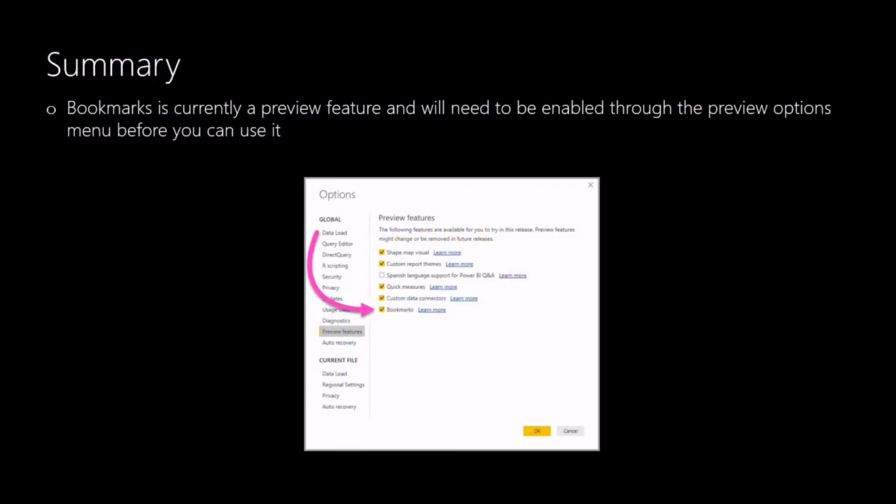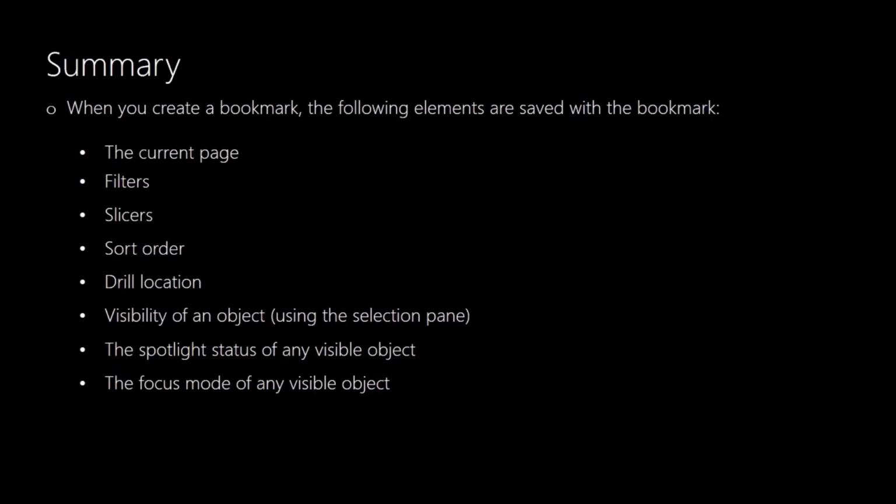Okay, to summarize, just be aware that bookmarks are currently in preview, and you'll need to enable them through the preview options menu before you can use them. When you create a bookmark, the following elements are saved with the bookmark: the current page you're on, state of any filters or slicers, the sort order of any visual charts or tables, the drill location, the visibility of an object, which you can set using the new selection pane, the spotlight status of any visible object, or the focus mode of any visible object.